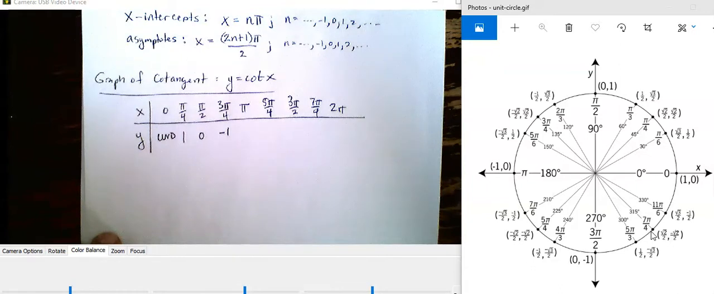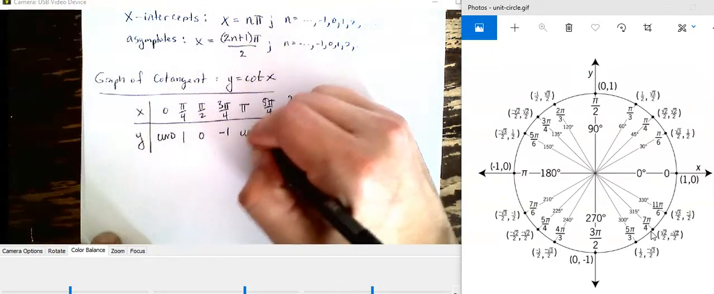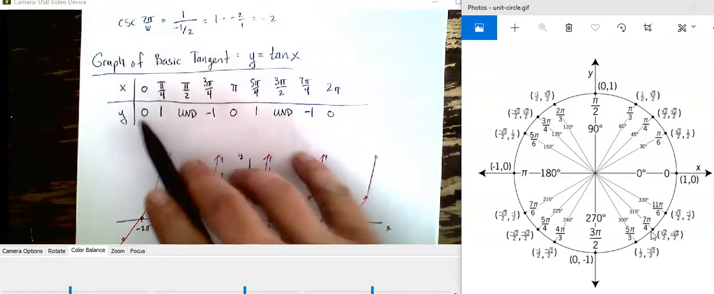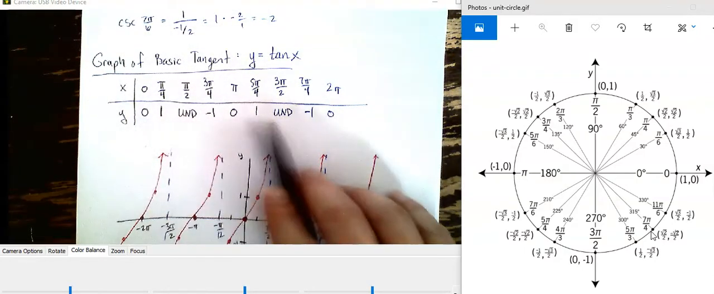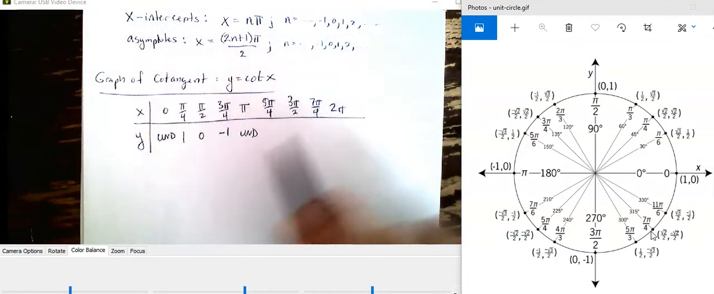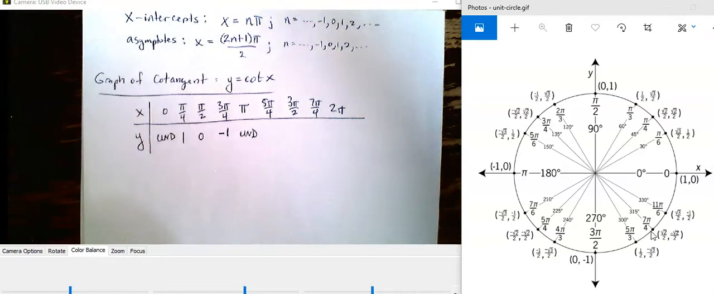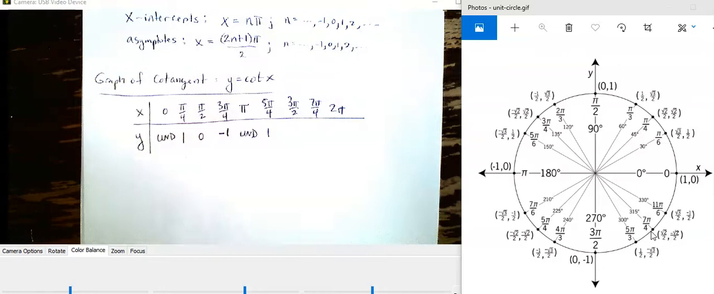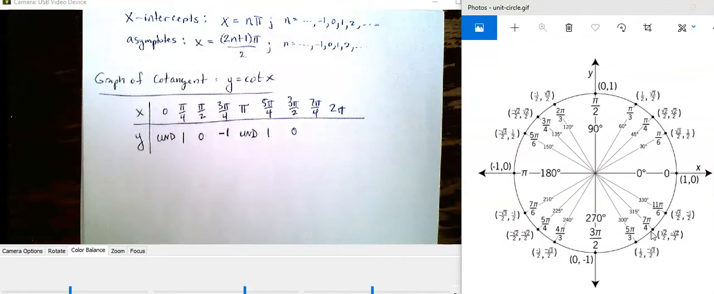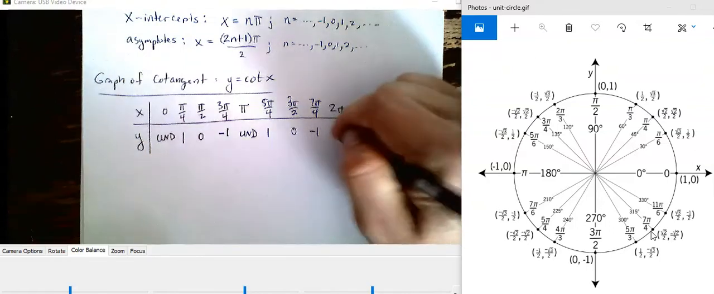The reciprocal of 0 is undefined. Again, I'm getting all of these from our tangent table here, right? I'm just doing the reciprocal of each of these values and filling in our cotangent values. So at 5 pi over 4, tangent was 1. The reciprocal of 1 is 1. 3 pi over 2 was undefined, so we'll get a 0 again. And a negative 1 and an undefined.